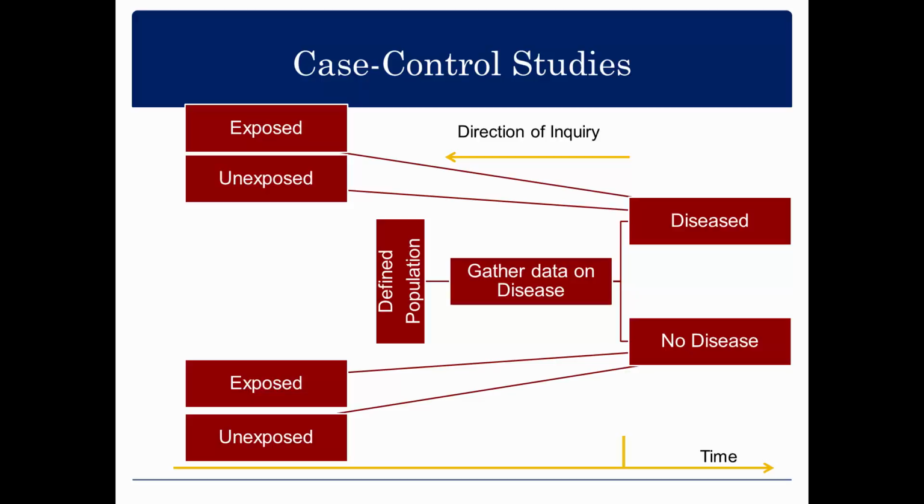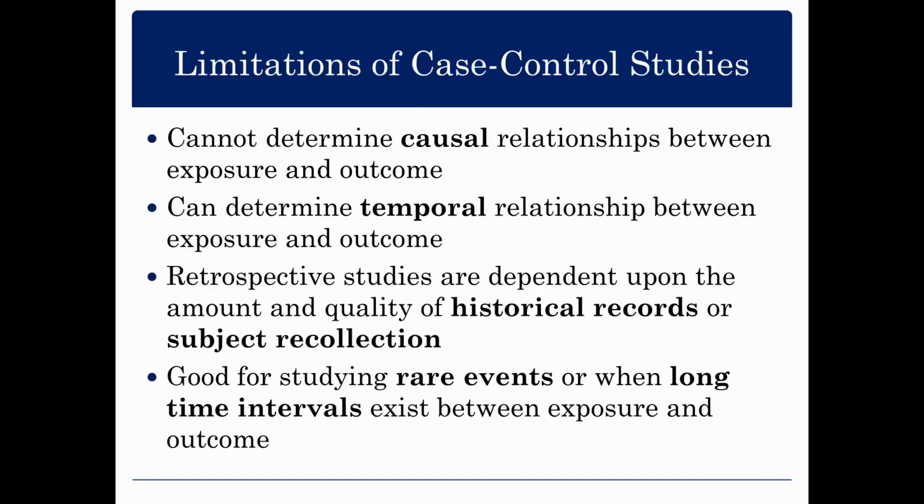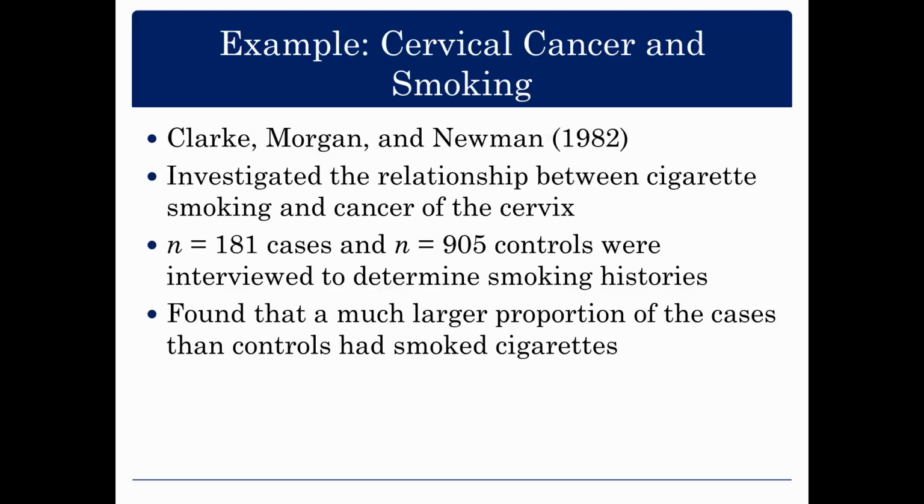If the prevalence of this condition is so small, you may end up waiting 10 or 15 or 20 years to even get one of these people to come down with the condition. So again, case control studies are ideal when there are rare events or rare conditions that you're studying, or when you have long time intervals between exposure and outcome.